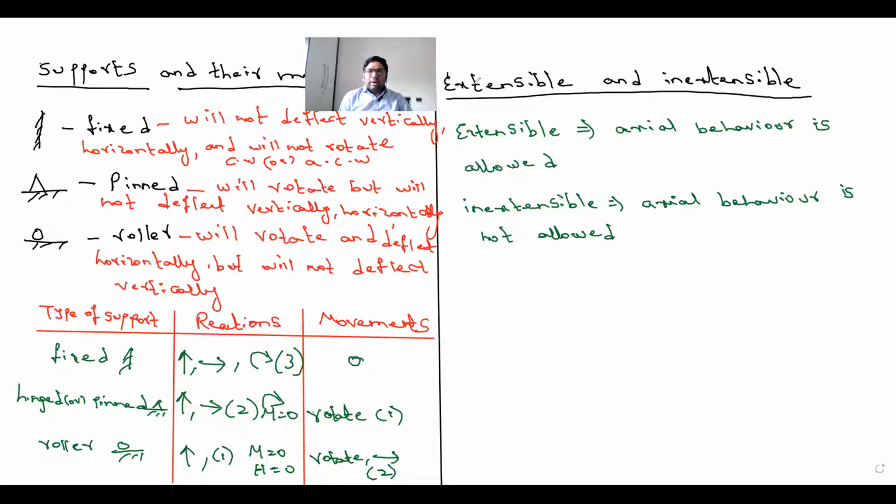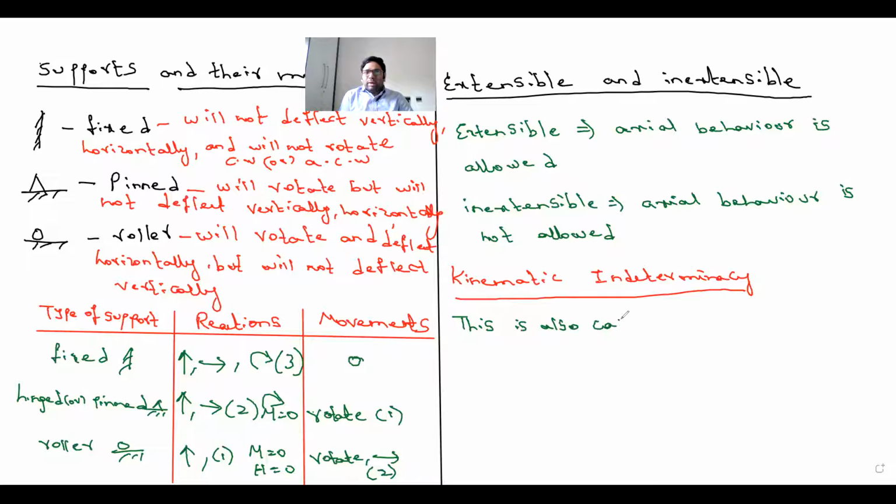Now comes the concept called kinematic indeterminacy. What is that? Kinematic indeterminacy. Such an important topic this is. This is also called degrees of freedom.